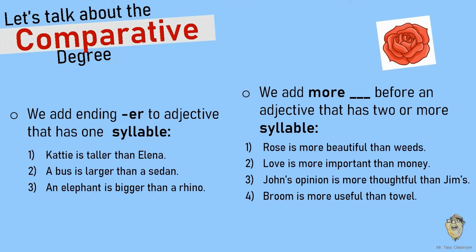Then we add more before an adjective that has 2 or more syllables. Rose is more beautiful than weeds. Love is more important than money. John's opinion is more thoughtful than Jim's. Broom is more useful than towel.